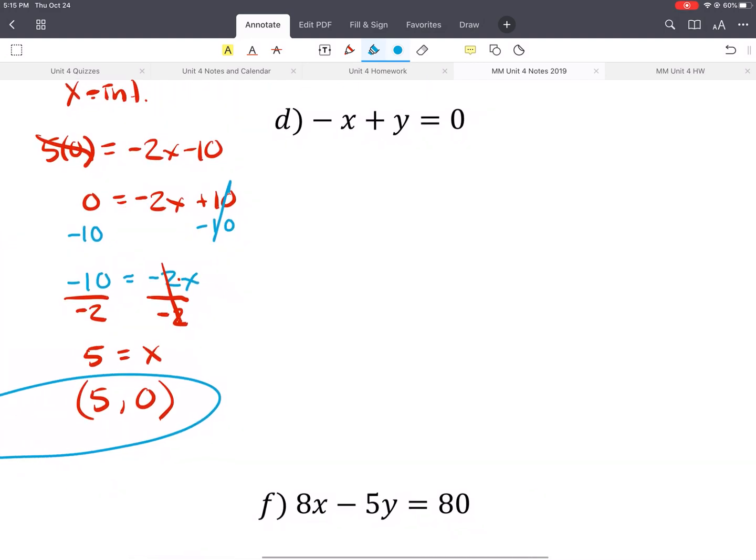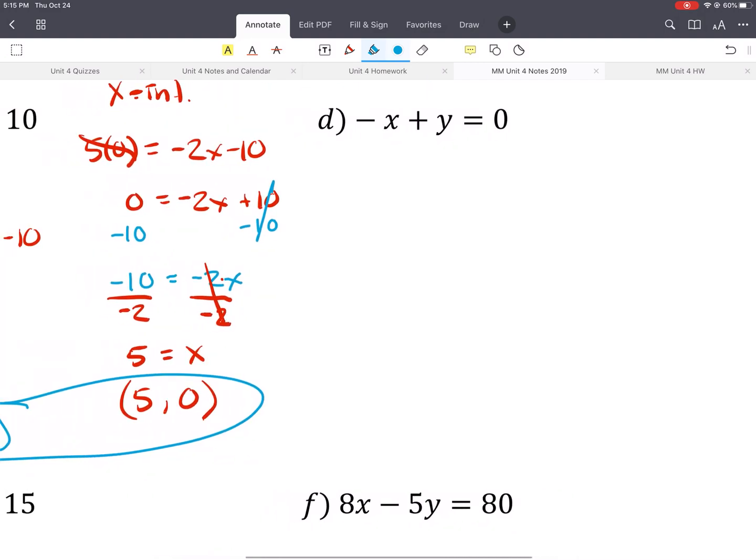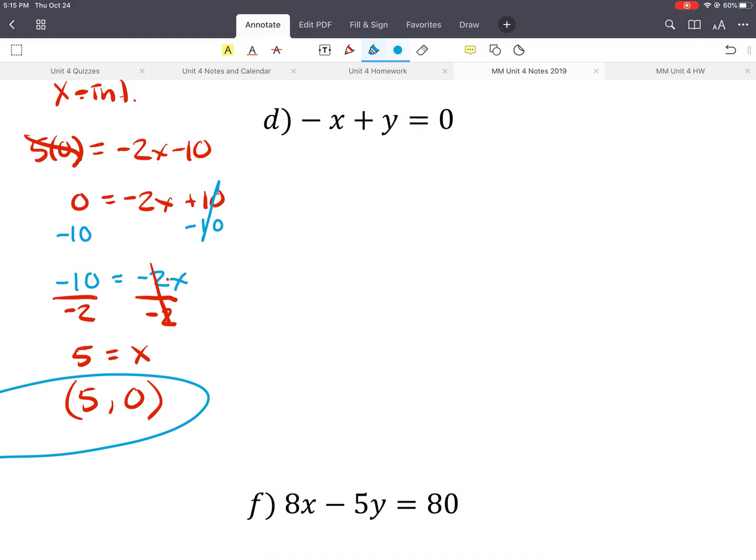All right. Okay. Next thing, a lot of the same. Here we want to find the x-intercept. We set y equal to 0, so we'd get negative x plus 0 equals 0. Since there's a 0, we can just ignore that, like we've done in the past. Then to get rid of that negative, we divide both sides by negative 1, and you just get x equals 0, which makes sense. So the x-intercept would be 0, 0.